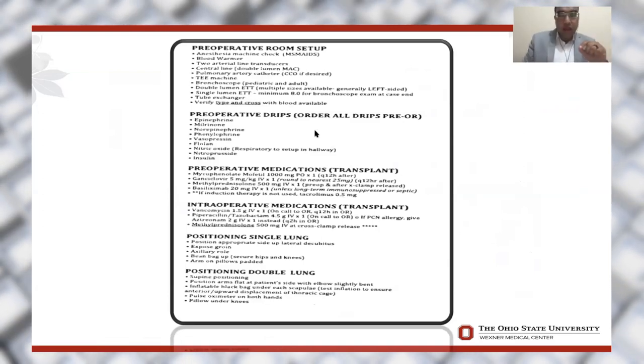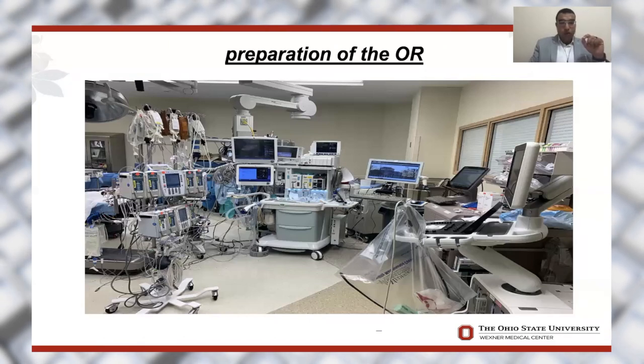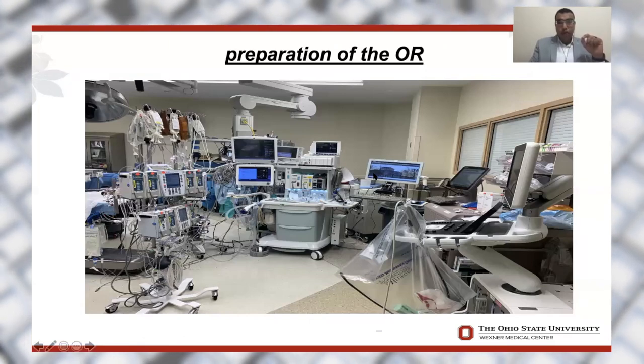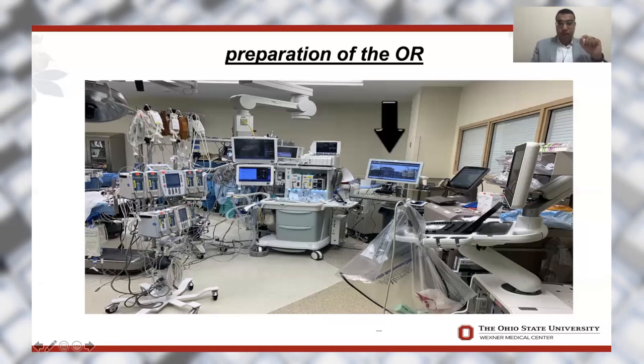This is the OR at Ohio State. We can see the infusion pumps. This is the anesthesia machine and monitors. This is for electronic documentation, and this is our important TEE and bronchoscope.